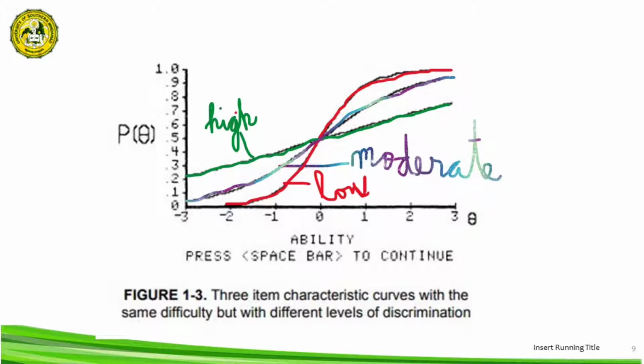Now let's go to figure 2. Figure 2 shows three item characteristic curves that have the same level of difficulty but different levels of discrimination. So the upper curve has a high level of discrimination since the curve is quite steep in the middle, where the probability of correct response changes very rapidly as ability increases. So just a short distance to the left of the middle of the curve, the probability of correct response is much less than 0.5.